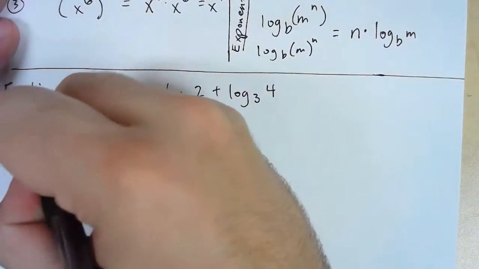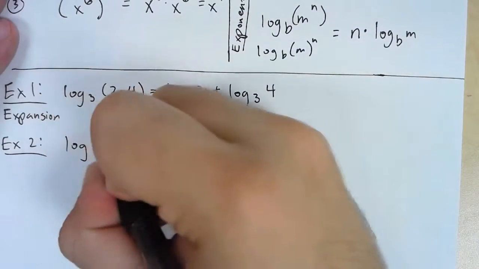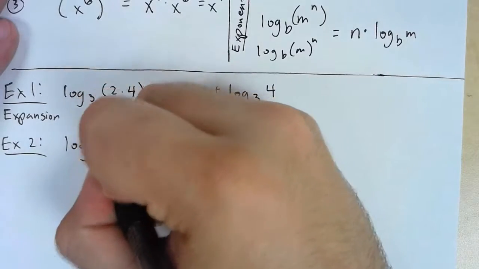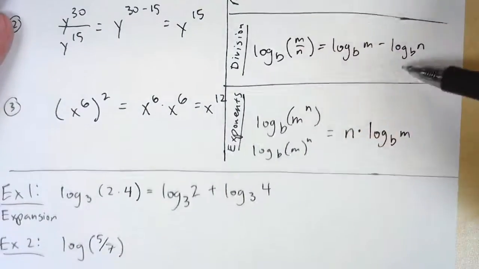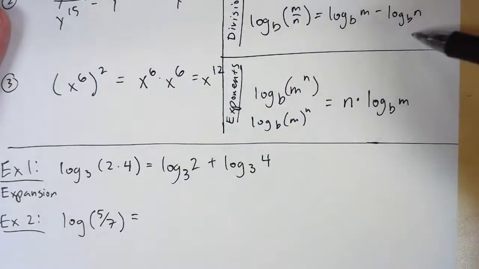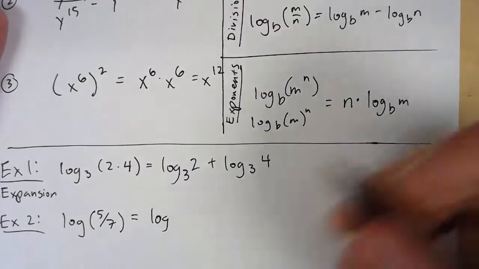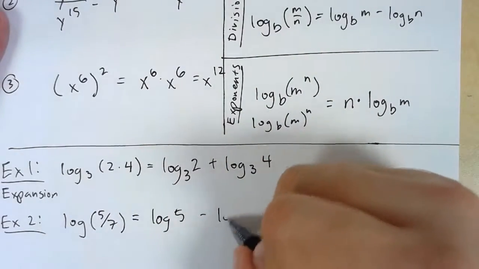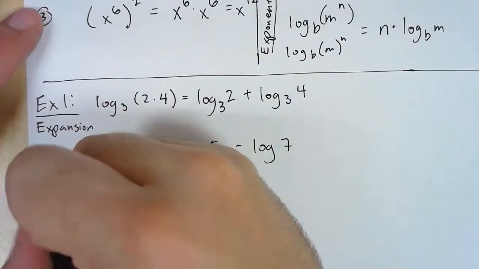Okay, example 2, which is still going to be expansion. I'm going to say log base 10, if there's no base written, of 5 divided by 7. I notice there's division with logs, so I go to my division rule. Looks like I'm going to keep the same base, so I'm going to say log of, I don't have to write the base, the top number minus log of the bottom number, and it's that simple.